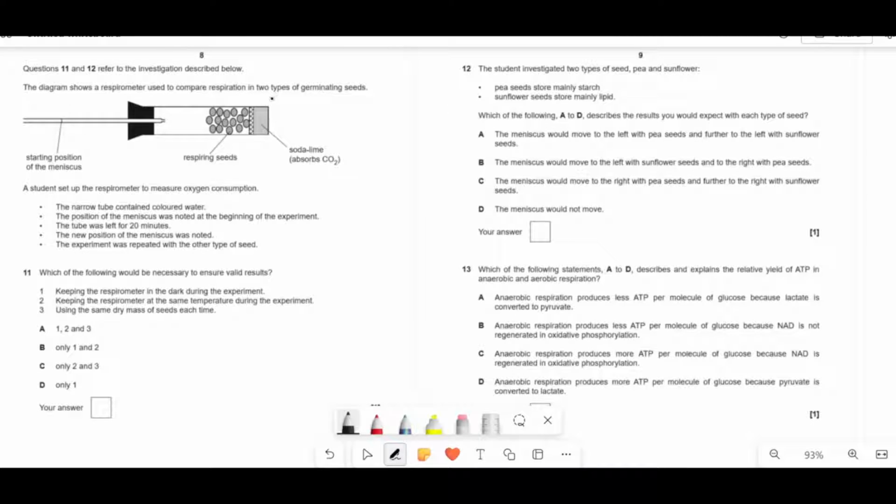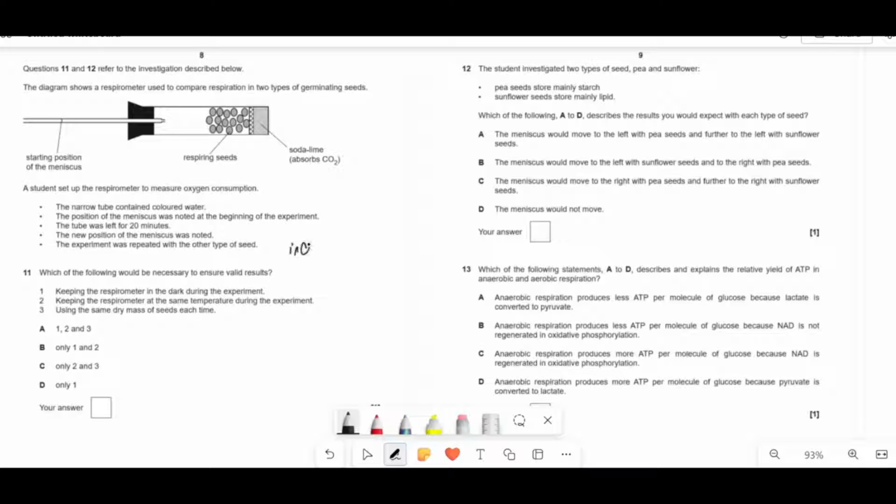So questions 11 and 12 refer to this investigation below. They used a respirometer to compare respiration in 2 types of germinating seeds. Respiring seeds, soda lime absorbs CO2. The starting position of the meniscus is here. Fine. What they did is they put in a capillary tube containing coloured water. The position of the meniscus was noted at the start. They left it for 20 minutes, and then measured the new position, and then repeated it with different types of seed. Which of the following would be necessary to ensure valid results?